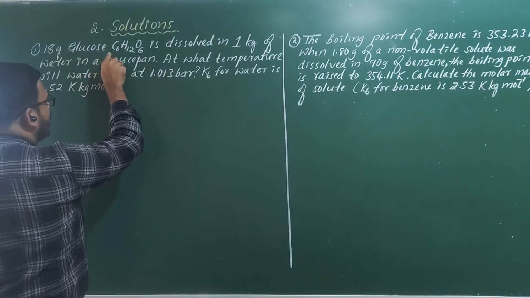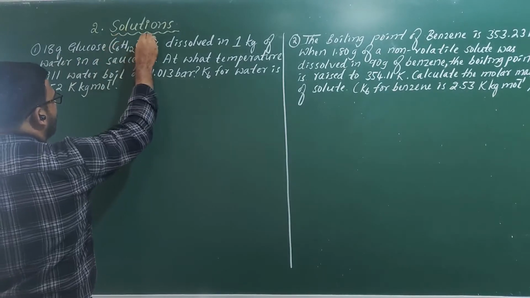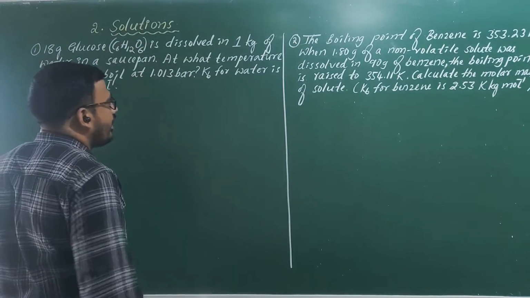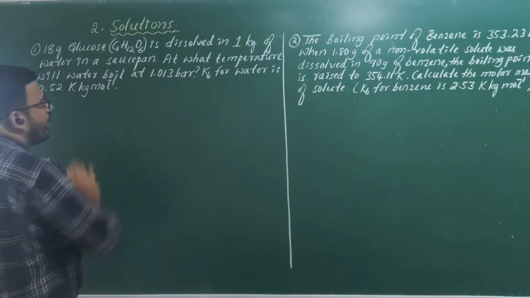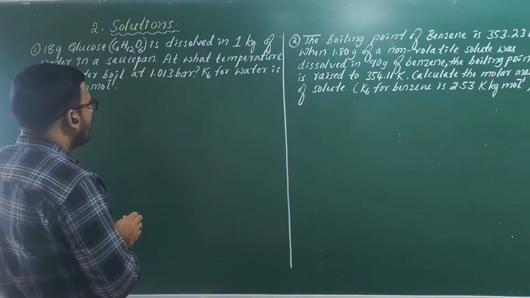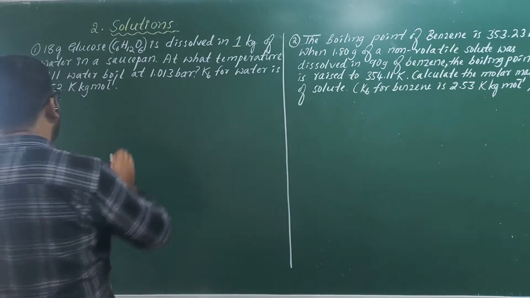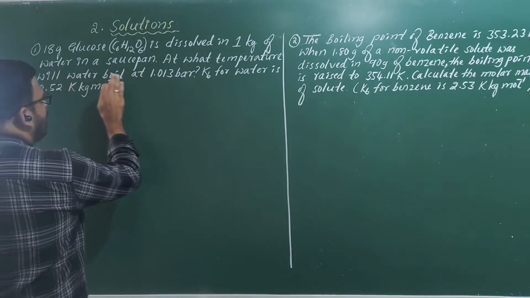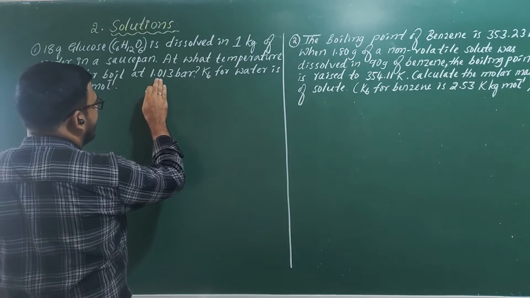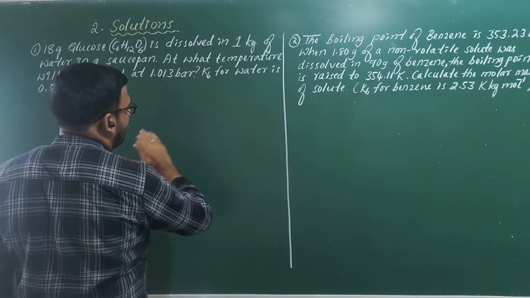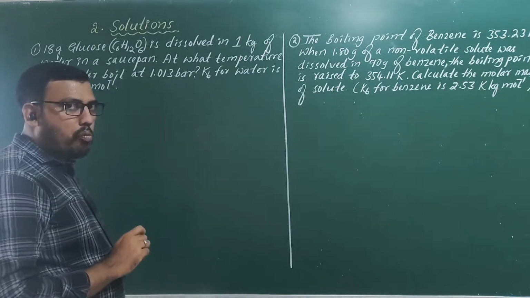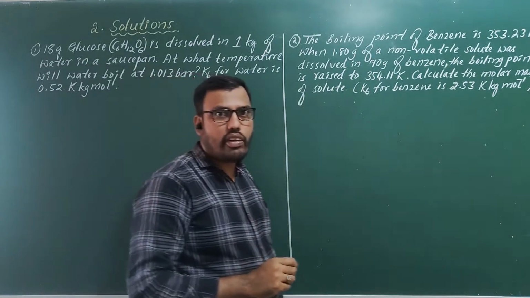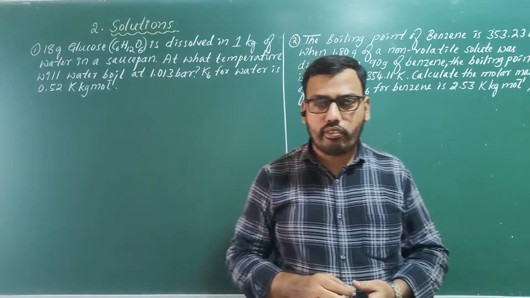18 gram glucose, so molecular formula is given, is dissolved in 1 kg of water in a saucepan. At what temperature will water boil at 1.013 bar? Kb for water is given and it is 0.52 Kelvin kg per mole.